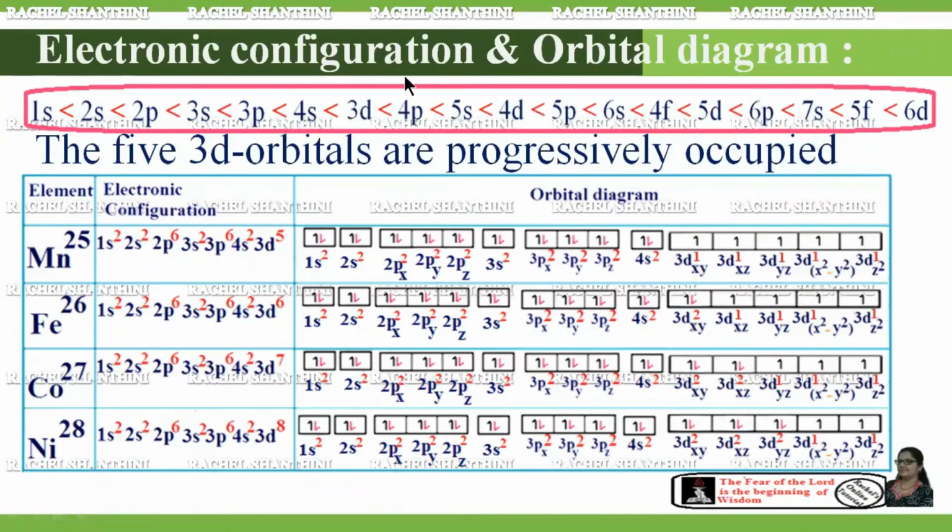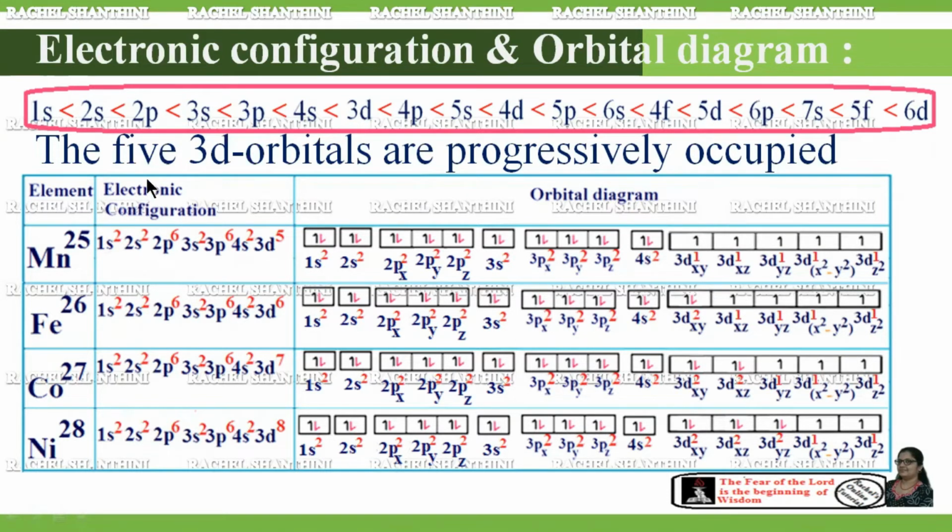Now let us see the electronic configuration of the next 4 elements: manganese, iron, cobalt, and nickel. These 4 elements will follow the same pattern as that of scandium, titanium, and vanadium, right? Let us write the electronic configuration in scientific notation first.